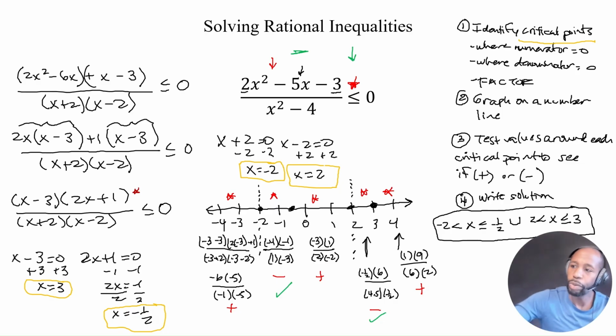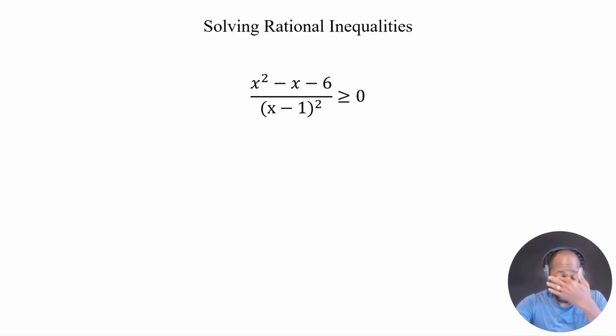So let's go through another example here. So you have x squared minus x minus 6 divided by x minus 1 squared is greater than or equal to 0. Okay, so step one, we want to identify the critical points. So we're going to factor x squared minus x minus 6. What times what is negative 6 and adds or subtracts to give us negative 1? So that should be negative 3 and positive 1. So x minus 3. No, no, I mean to say 2.